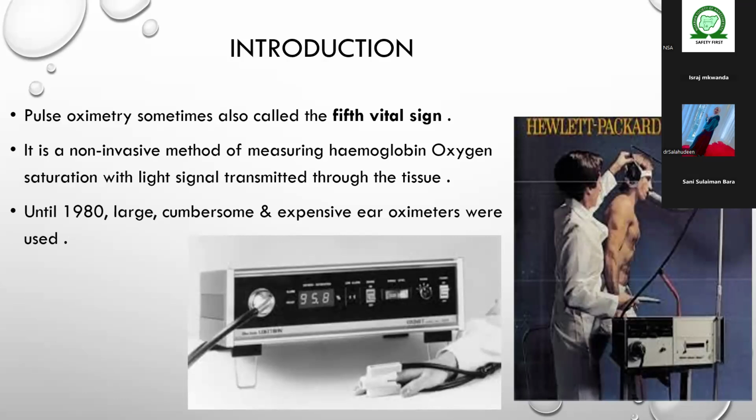Until the 1980s, it used to be a large, cumbersome, and expensive oximeter that was used to monitor pulse oximetry, as we can see in the diagram. So the limitation is not just that it was cumbersome, it also could not differentiate absorbance of arterial blood from the venous spectrum.